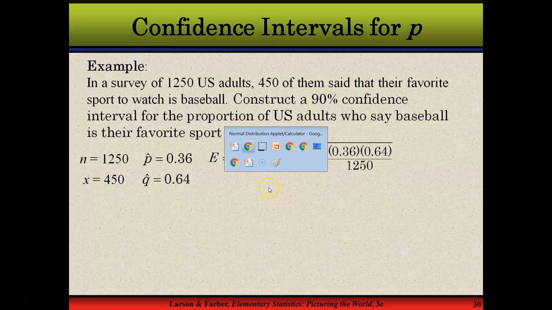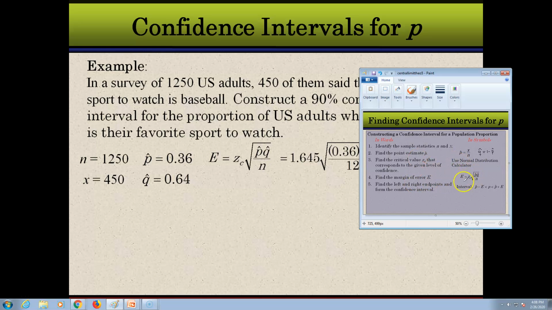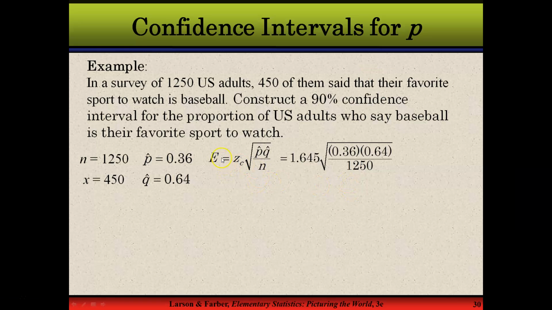The next step is that I need to find my margin of error. And how do I find my margin of error? I went a little bit ahead, but that's fine. z c is 1.645, that's the critical value. My margin of error is how much off my real estimate of the population proportion could be, more or less. We plug in this formula. For z c, which I showed you with the calculator, I plug in 1.645. For p hat, I plug in 0.36. For q hat, I plug in 0.64, and for how many people participated in the survey, I plug in 1250.